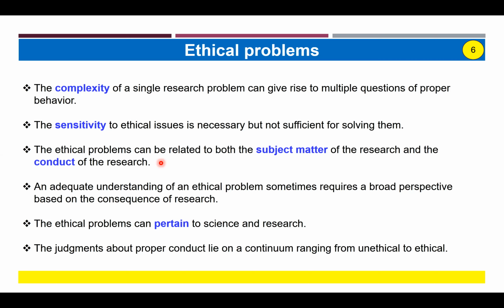In the end, even when writing a paper, you have to justify why you are doing this and why you are doing that. Then you have to come up with the answer, right? And that's why, whenever you are thinking of the project work, you have to apply ethical problems on that, judging the set of components you are setting up for your experiment, right? So that's what you say: an adequate understanding of ethical problems sometimes requires a broad perspective based on the consequences of the research, right?